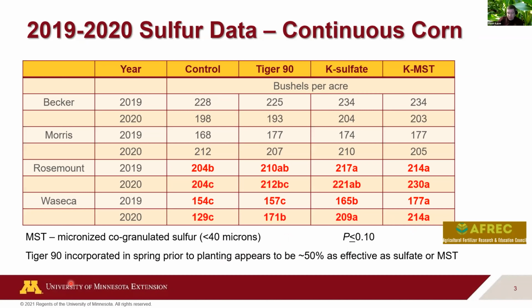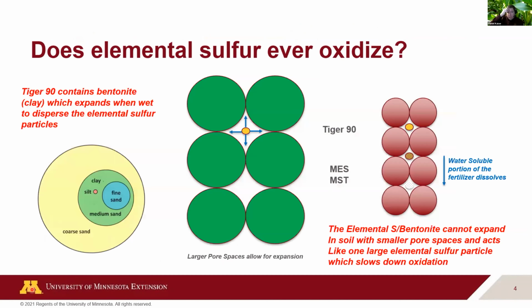So what's happening here? This is one of the things that I've been thinking about a little bit. If we look at the elemental sulfur being hydrophobic, again, it's not going to dissolve in water. So if we look at the data, and I'm going to show you the rate data here in a minute, the larger the particle, say if this is our pastille of Tiger 90, something with a larger particle size, the way this product is supposed to work is the bentonite in the product will absorb water and increase in size, and that increase in size then will disperse the elemental sulfur by that pastille fracturing.